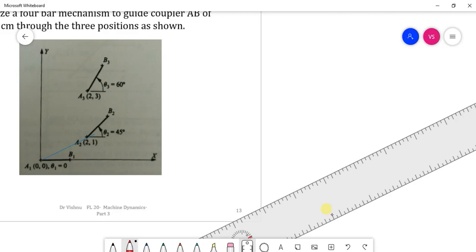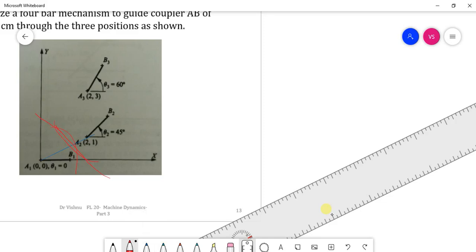So to do that, keep your compass here, take any radius more than half, draw an arc, use the same radius, and now keep it at A2 and draw another arc. Where these two meet, connect a line between these 2 points. This is for the line A1 and A2. Now do the same thing for A2, A3.